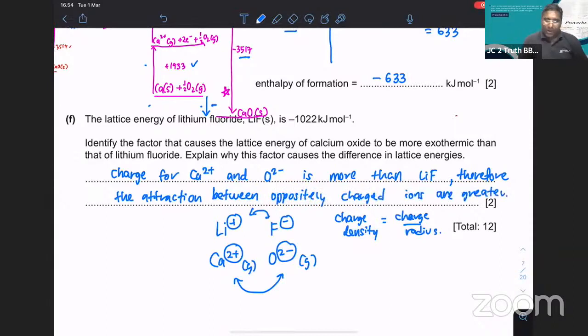So therefore, the lattice energy is going to be more exothermic, because it's going to be bond forming. Therefore, it's going to be exothermic, of course. So that is going to give you the 2 marks for this question.